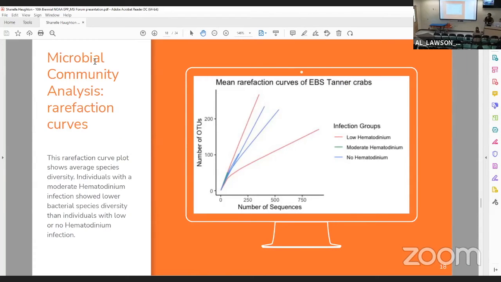I finished doing my MiSeq analysis using software, but I'm still in the early stages of looking at and visualizing this data. But I was able to generate this rarefaction curve plot, which shows the average species diversity within each individual. And I found something really interesting looking at this plot. You'll notice that for moderate infection of Hematodinium, there was a lower species diversity than individuals that had no Hematodinium. This may be the first indication that there may be a relationship between the Hematodinium infection level and bacterial species diversity. It's very interesting, and I'm excited to learn more about this.